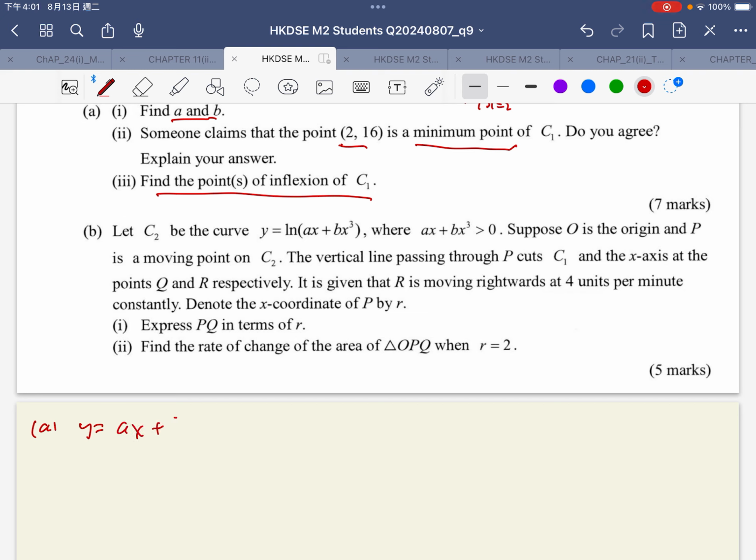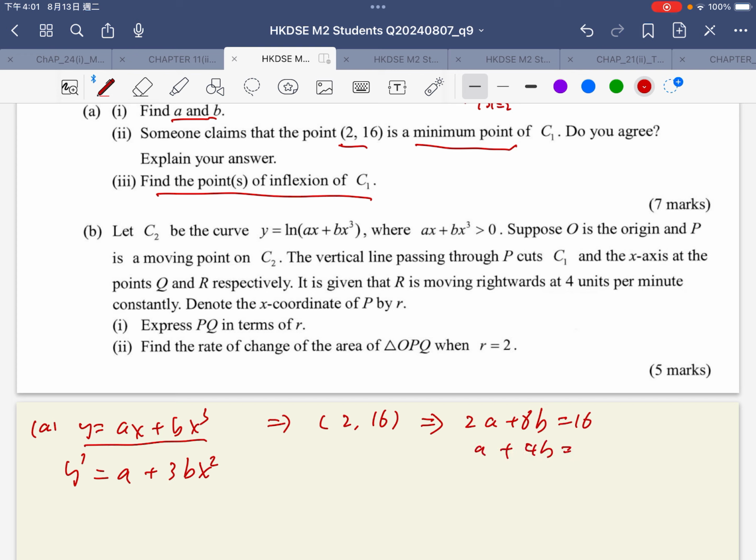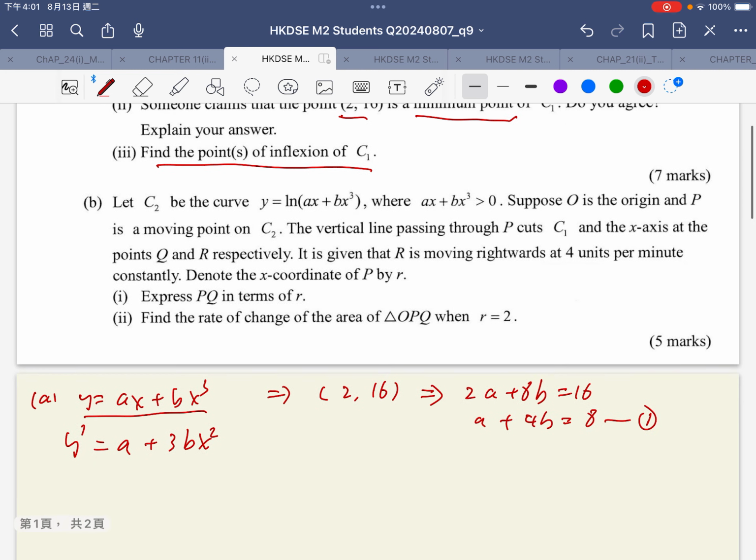Okay, y equals ax plus bx cubed, so y prime equals a plus 3bx squared, and this curve passes through this point. Therefore, for the first equation, we put x equal to 2 and y equal to 16. We get 2a plus 8b equal to 16. Simplify this equation: a plus 4b equals 8. This is equation 1.